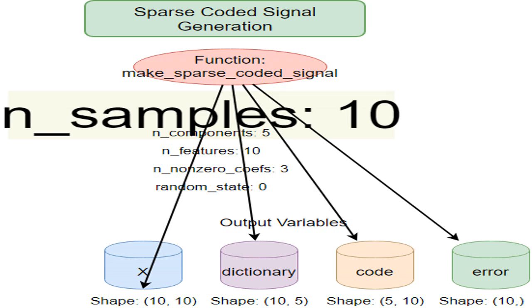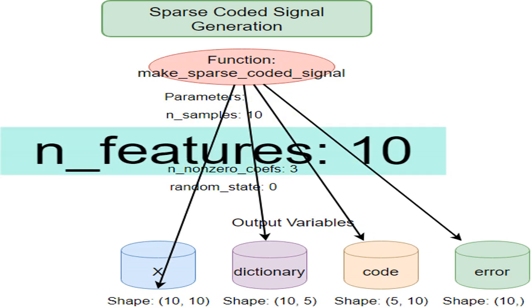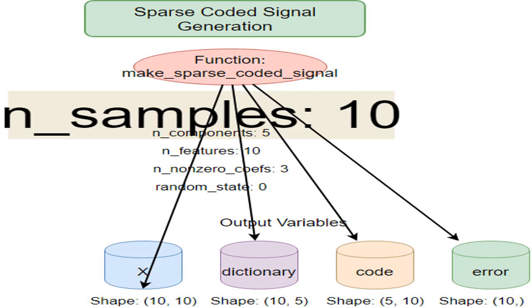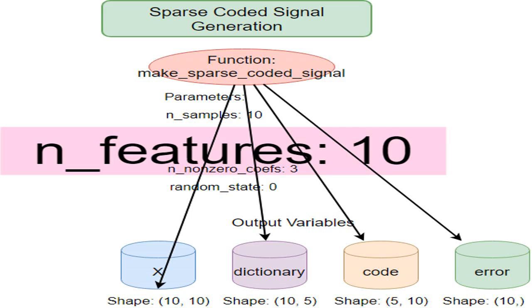I'm generating 10 samples or instances of my sparse signal. Think of each sample as a different observation of the signal. My sparse signal is represented by a combination of 5 basis vectors or components. These are the fundamental building blocks of my signal. Each sample of my signal has 10 features or attributes. These are the dimensions of my signal space. To make the signal sparse, I'm only allowing 3 non-zero coefficients in the code matrix.